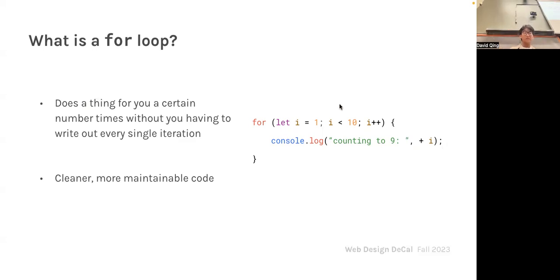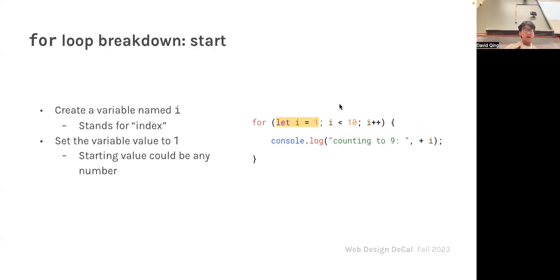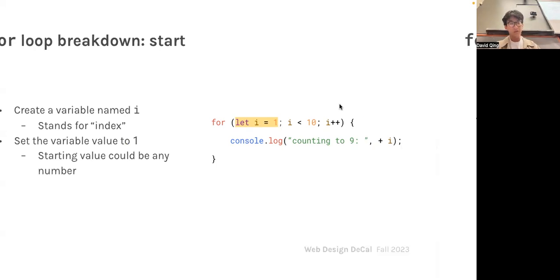So yeah, this is the syntax of a most basic for loop. Let's break it down. We have our start, where we create a variable named i, and this is just convention, but we name it after the word index. And then we set the variable value to 1, which can start at any number, but in this example, we start at 1.